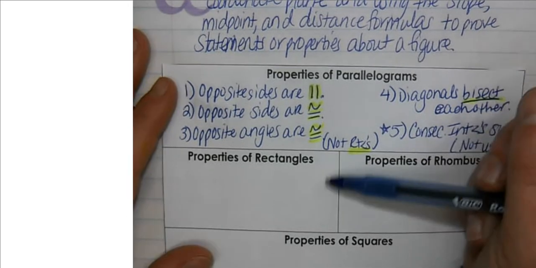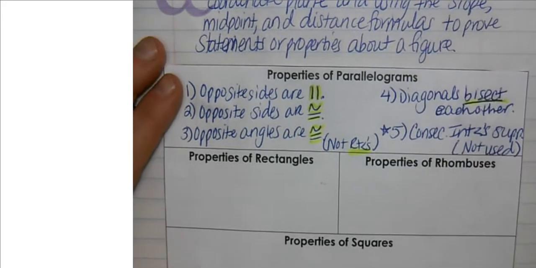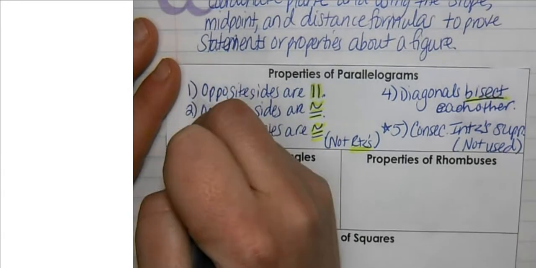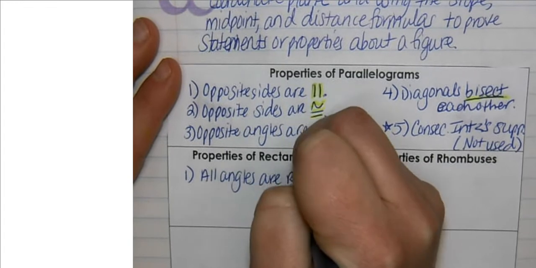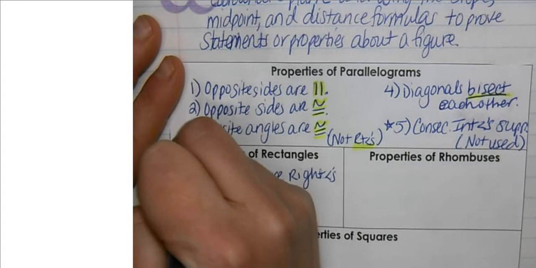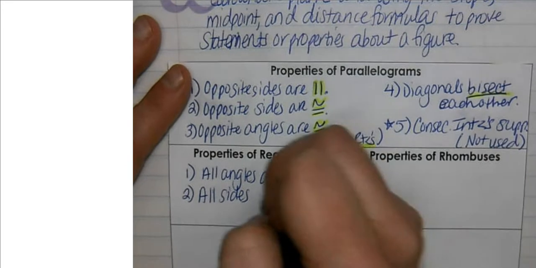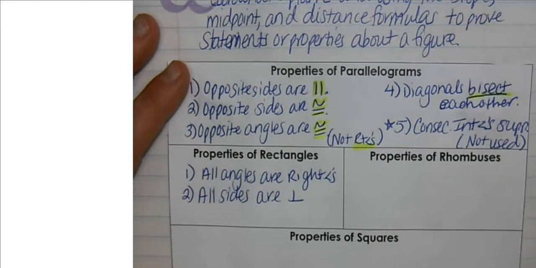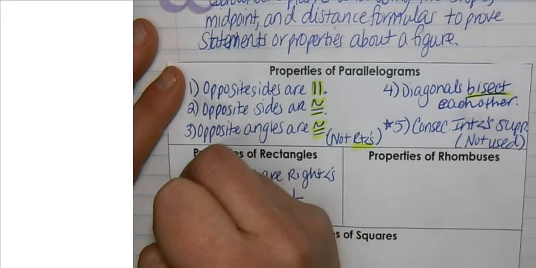Remember that properties of rectangles have all of the properties of parallelograms, but it has a couple of extras. Number one, the extra properties is that all angles are right angles. Which means that all sides, or the consecutive sides, are perpendicular to at least one other side. So those sides are going to be perpendicular. And number three, the diagonals are congruent.